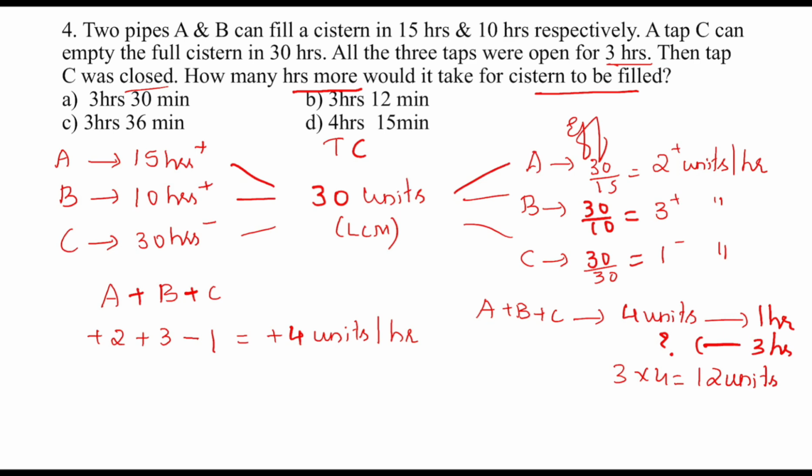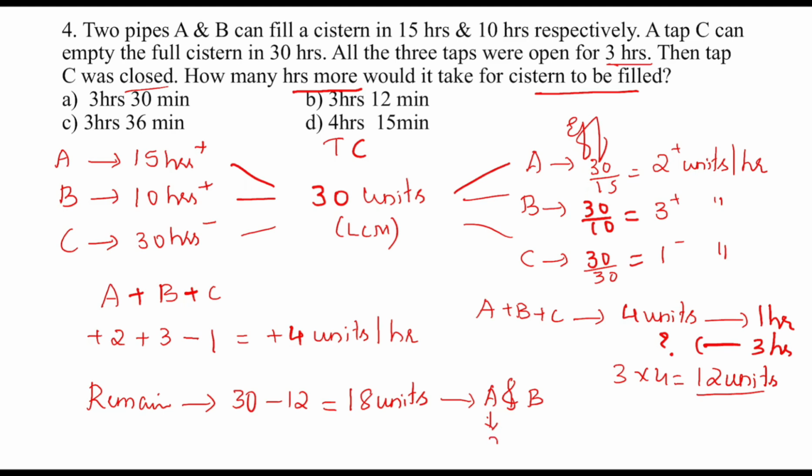So remaining is how much? 30 units minus 12, which is equal to 18 units. So after 3 hours pipe C is closed. Till then 12 units were filled. Now 18 units are still remaining and these 18 units have to be filled by A and B, because now C is closed. So A will fill 2 units in 1 hour and B will fill 3 units in 1 hour. So totally they are filling 5 units in 1 hour.